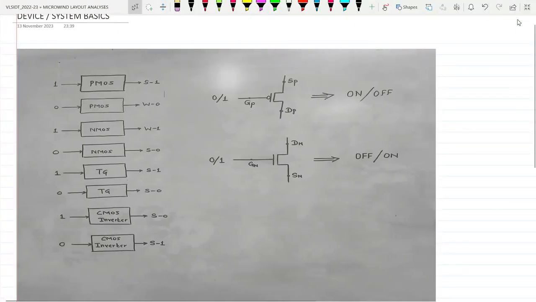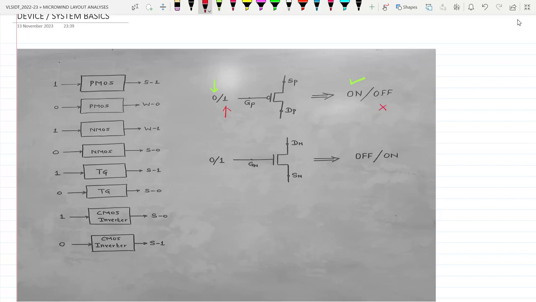To the right we see we have a PMOS and an NMOS. PMOS is an active low device, which means when logic 0 is applied to the gate, it turns on. So when I apply a logic 0 to the gate of PMOS, PMOS turns on. On the other hand, if I apply a logic 1 at the gate, the device turns off.